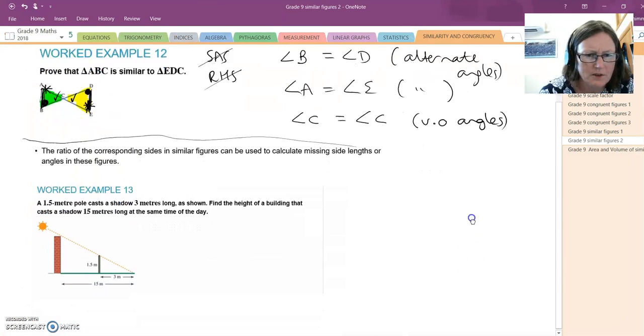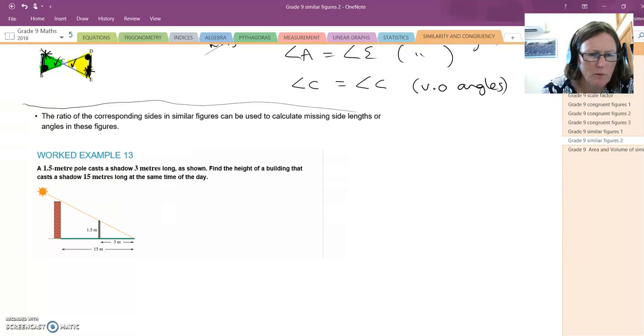Okay, in the next worked example, we've got a 1.5 metre pole, which is here, that casts a 3 metre shadow down here. Find the height of the building, this height here, if it casts a 15 metre shadow. We use our knowledge of similar triangles.